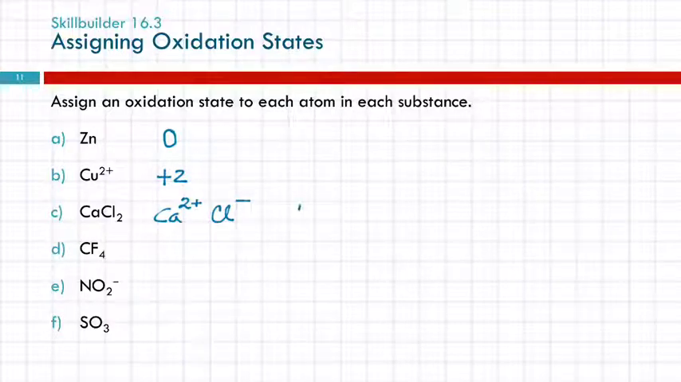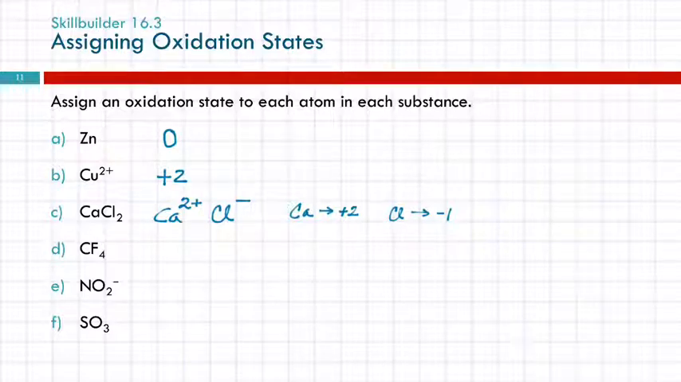So the oxidation state for the calcium in this compound is +2. It's the same as its charge. And for chlorine in this compound, it's -1. So there are 2 chlorines. They each have a -1 oxidation state, and 1 calcium with a +2 oxidation state, and those oxidation states add up to 0, which is the overall charge on this molecule. Okay.